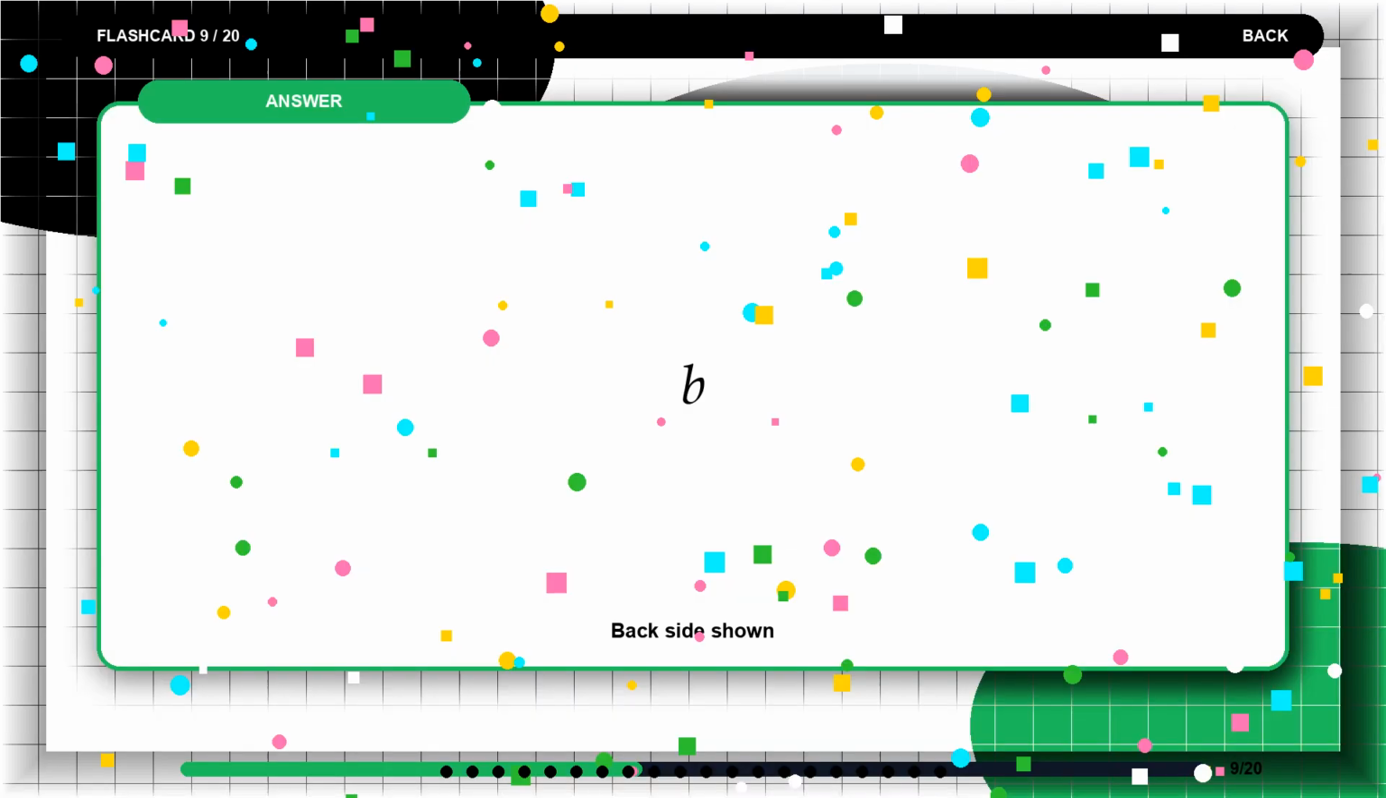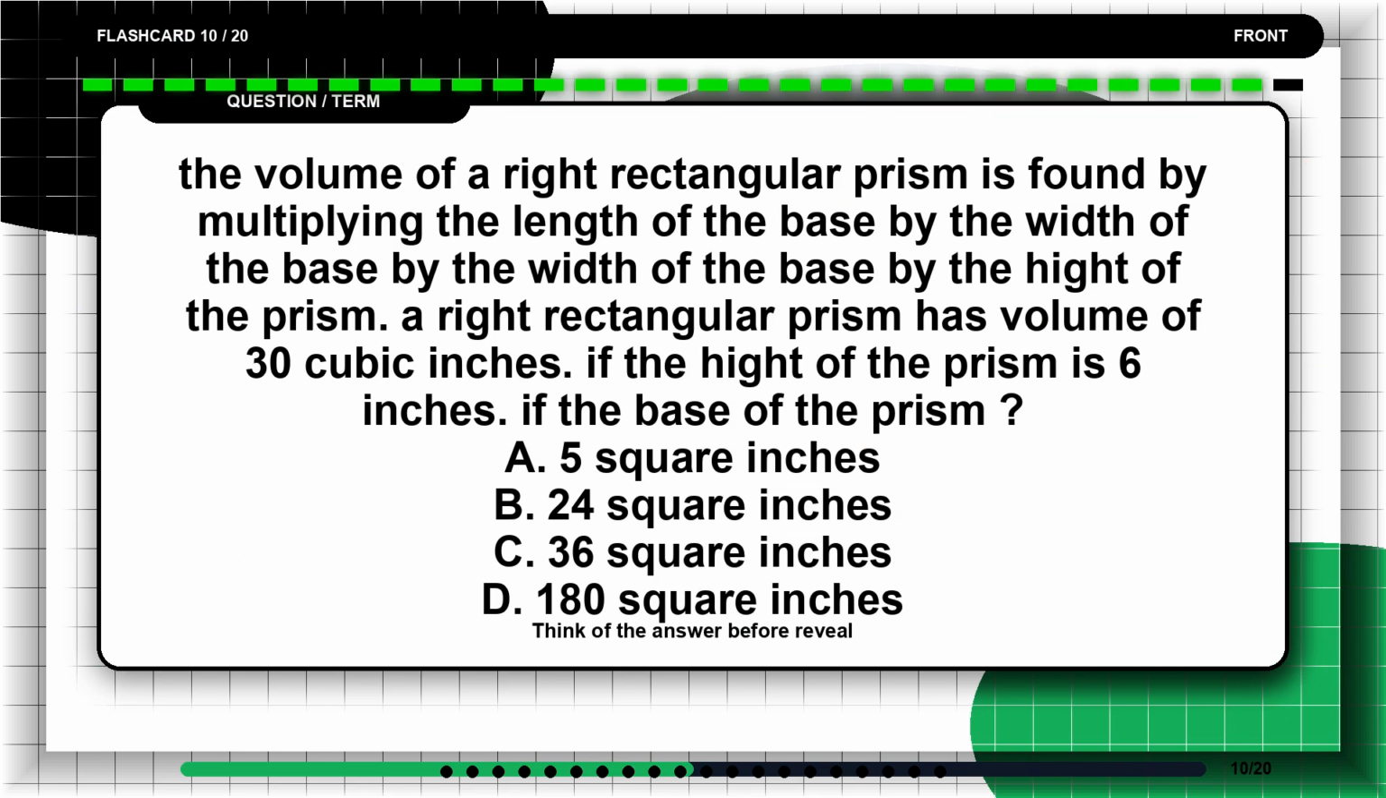The answer is B. Flashcard 10. The volume of a right rectangular prism is found by multiplying the length of the base by the width of the base by the height of the prism. A right rectangular prism has a volume of 30 cubic inches. If the height of the prism is 6 inches, what is the area of the base of the prism? A) 5 square inches, B) 24 square inches, C) 36 square inches, D) 180 square inches. Pause and think of the answer before the reveal.